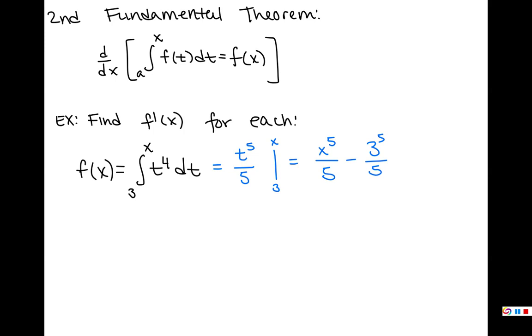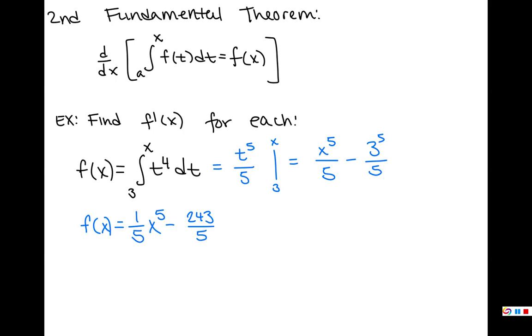If we integrate t to the 4th, we add 1 to the exponent, and we get t to the 5th over 5. I plug in my bounds of integration, and I get x to the 5th over 5 minus 3 to the 5th over 5. So in blue, I have figured out what this function f of x is. And then the problem is asking me to find the derivative.